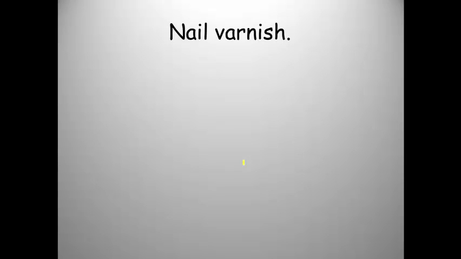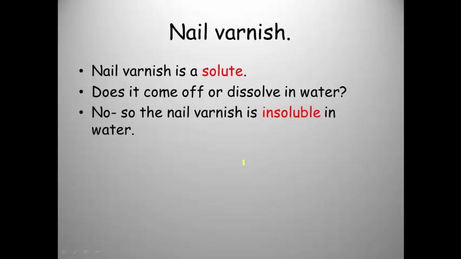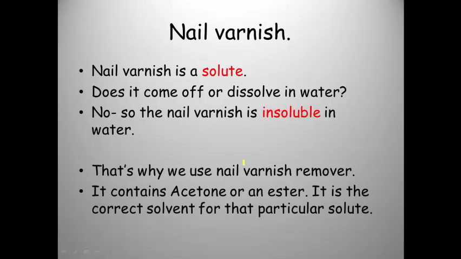Right, now nail varnish. Nail varnish is a liquid that will pretty much, when it dries up, turn solid, and it's a solute. Now, does it come off in water? No, it doesn't. And the reason is nail varnish is insoluble in water. That's why you use a nail varnish remover. Anything that contains an acetone or an ester would be the correct solvent for that particular solute. So water won't get nail varnish off. It has to be the correct solvent for that particular solute.